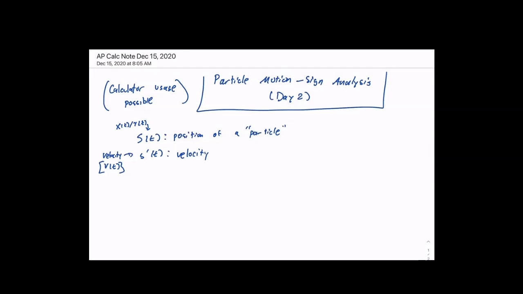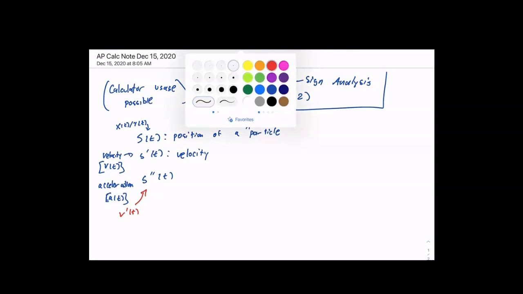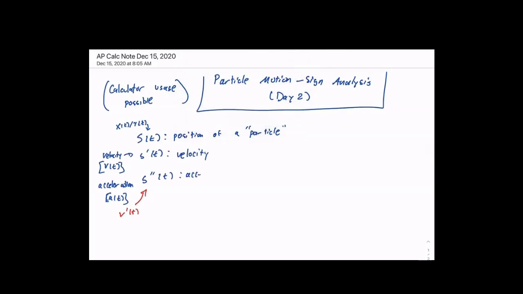All right, so velocity, and S double prime of t is called the acceleration, A of t. We can also call this V prime of t as well. Acceleration is the second derivative of position, or we can call it the derivative of velocity, because that's what it is. And this is the acceleration.